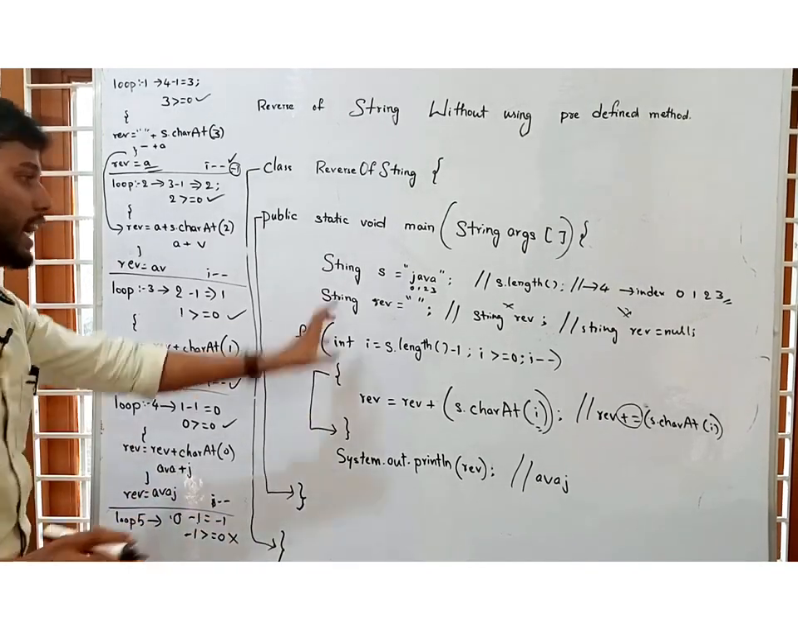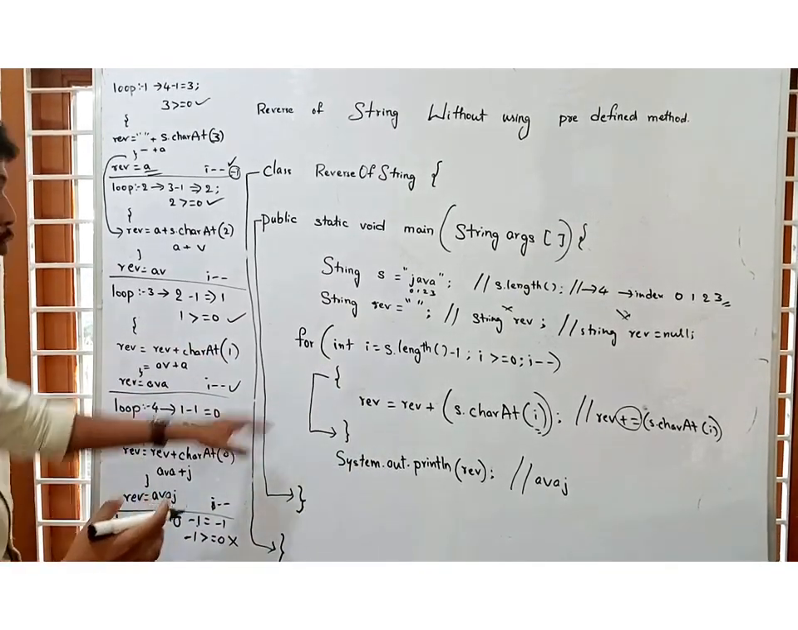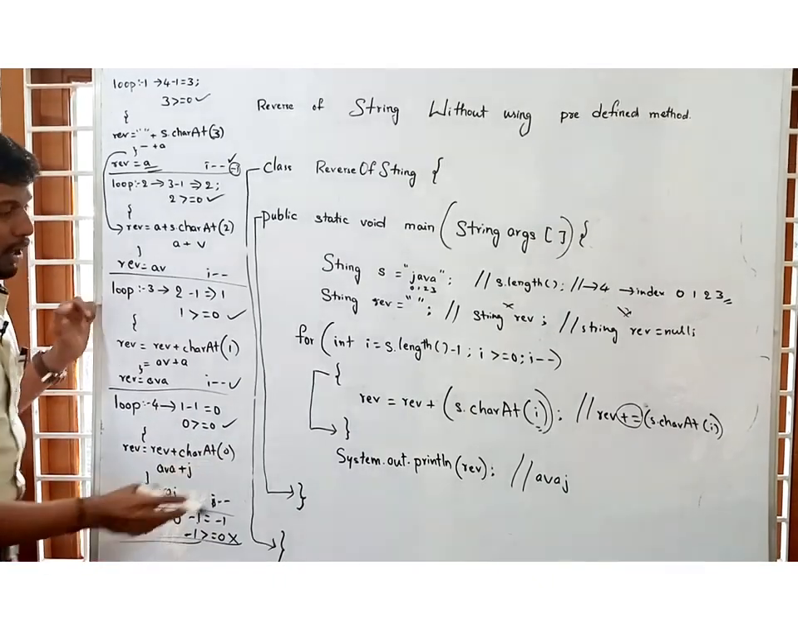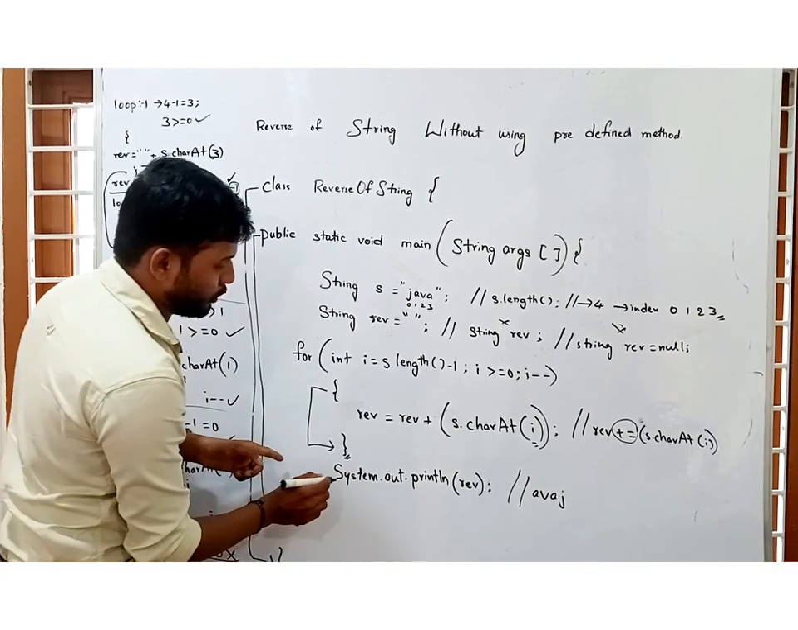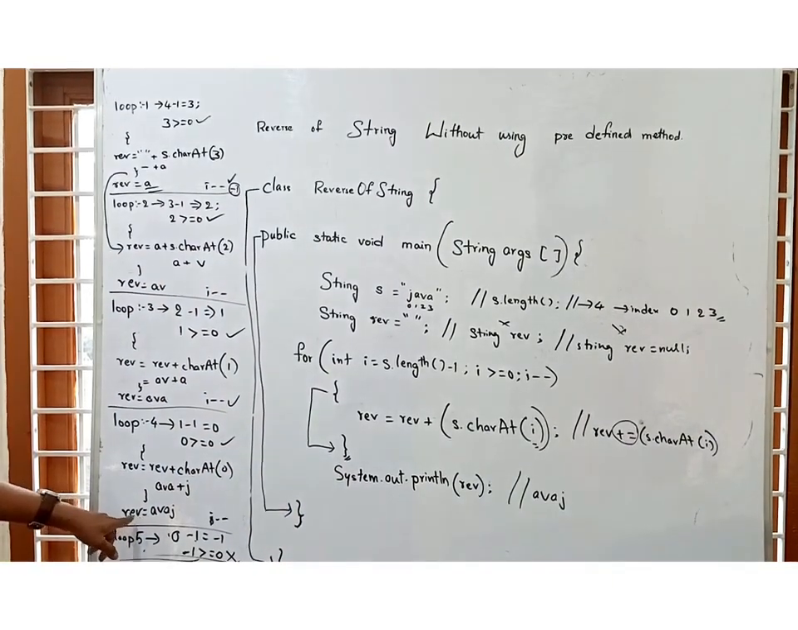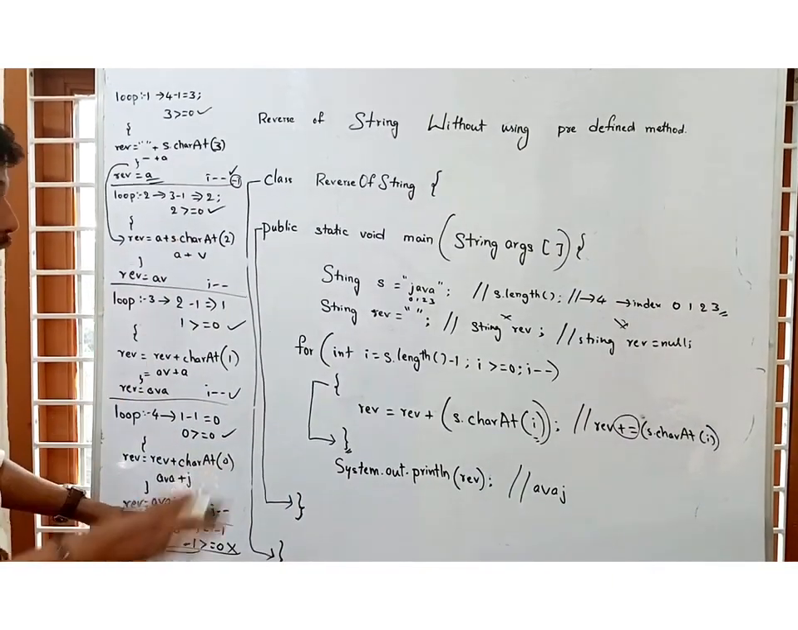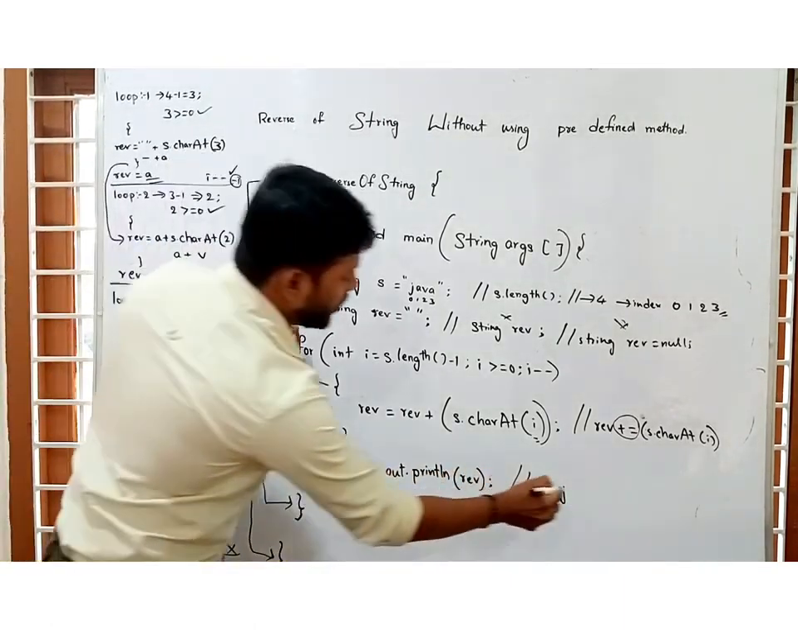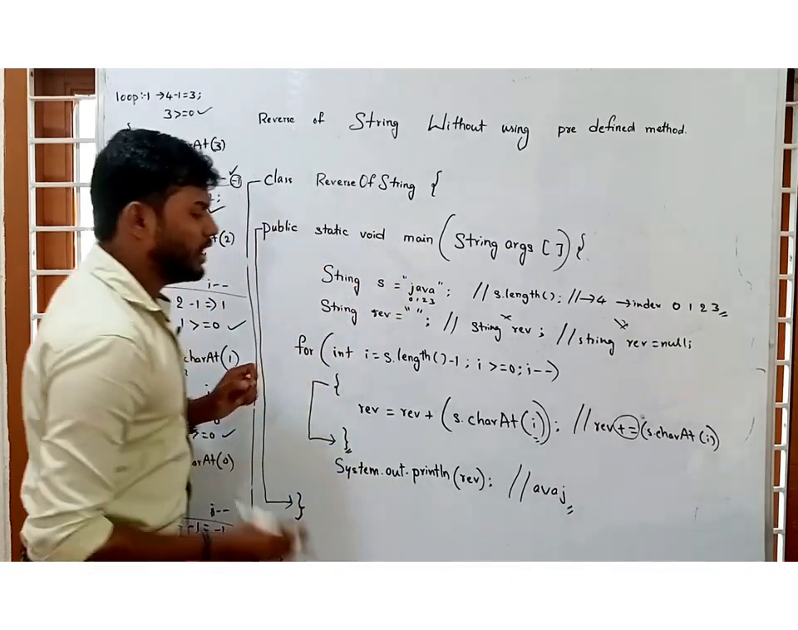So when the condition is satisfied, the loop will be executing. But here the condition was not satisfied, so the loop was stopped. After completion of the loop, what are we getting here? The reverse value after completion of all loops. The final value of reverse is AVAJ. So we are reversing it as AVAJ.